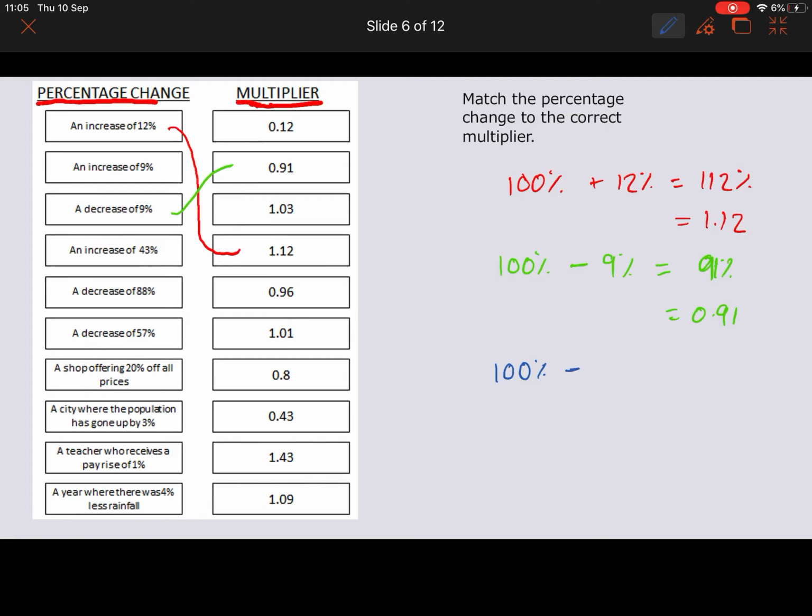I'm going to do one more. I'm going to do a decrease of 88%.